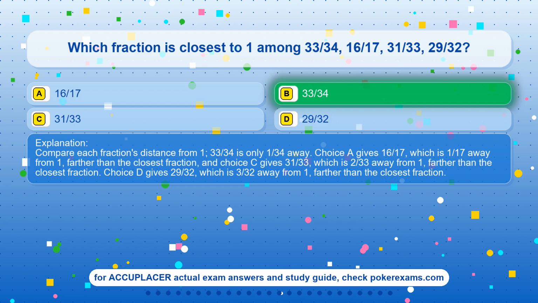Choice A gives 16/17, which is 1/17 away from 1, farther than the closest fraction, and choice C gives 31/33, which is 2/33 away from 1, farther than the closest fraction. Choice D gives 29/32, which is 3/32 away from 1, farther than the closest fraction.